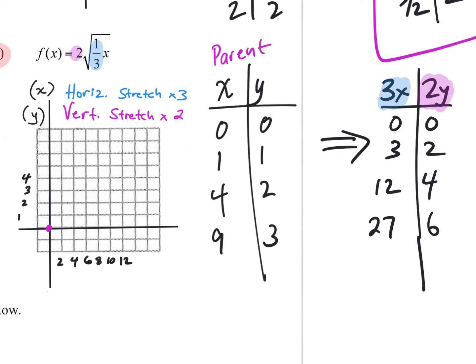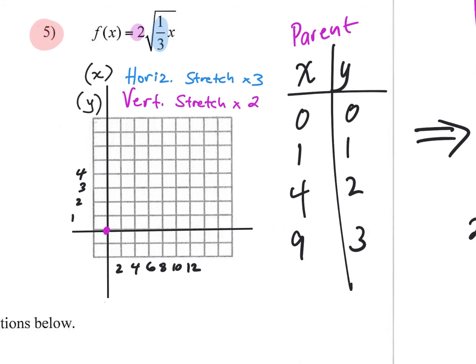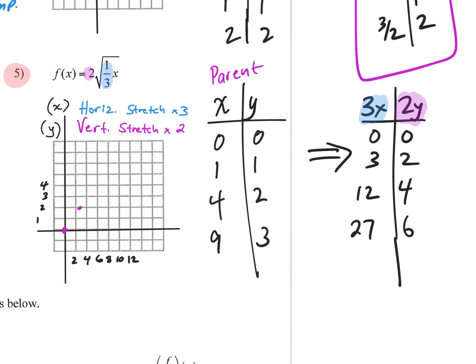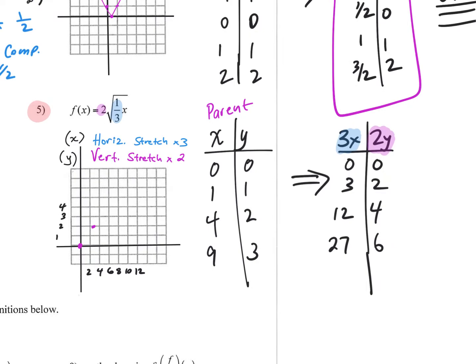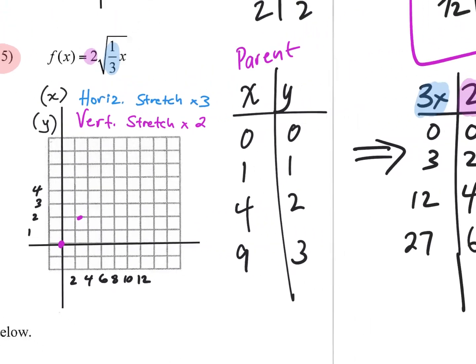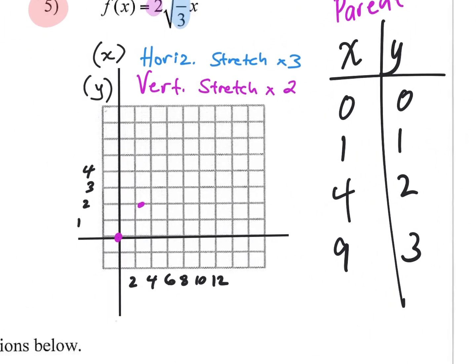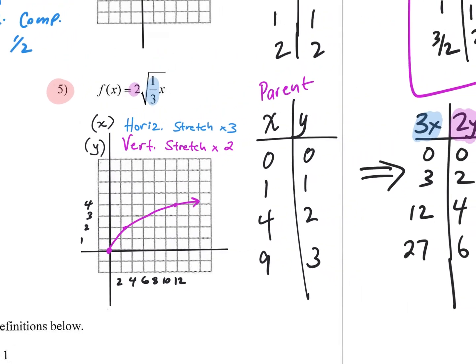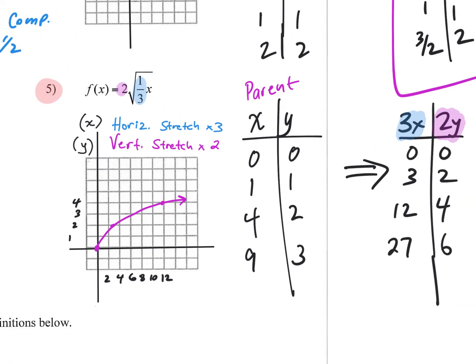And you can see I changed my scale a little bit just to account for these points. 3, 2 would be right there. We have the point 12, 4 on our graph. And I don't think 27, 6 will quite fit, but 12, 4 will be our last point. So our graph will take that familiar shape. But with our table of values and our scale, we can see that it is not just our parent function, it has been scaled up.